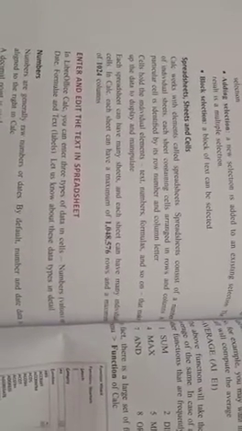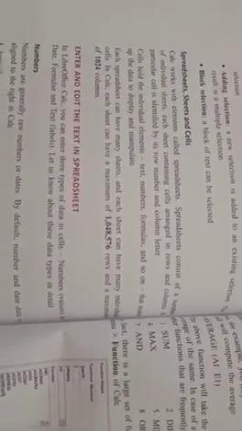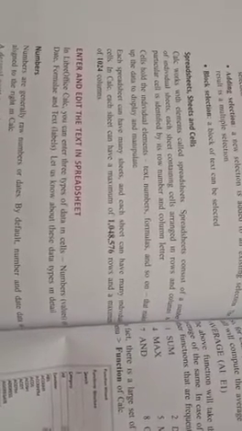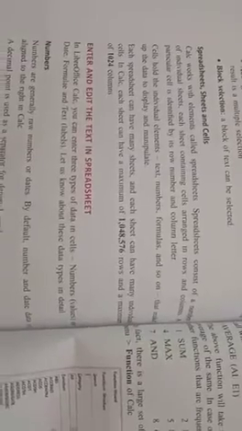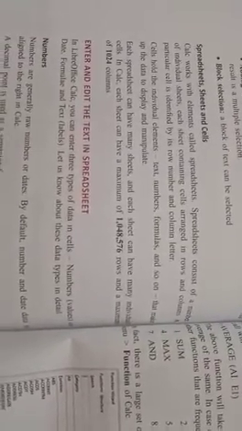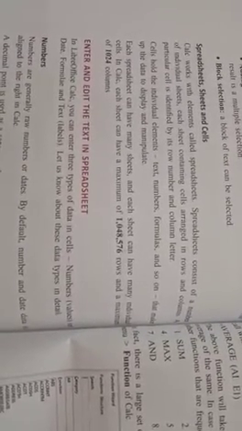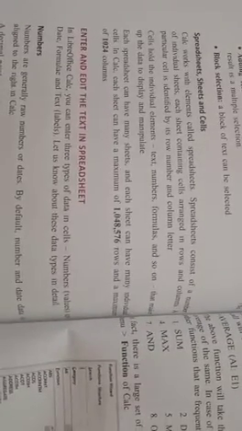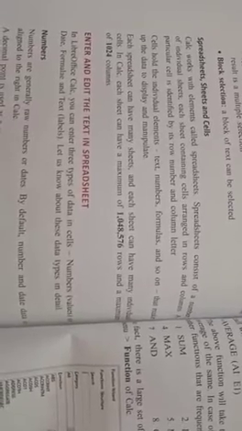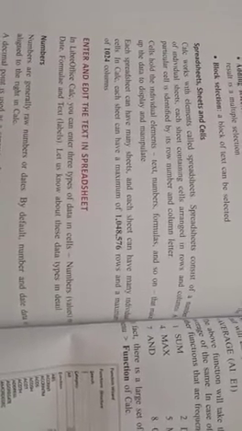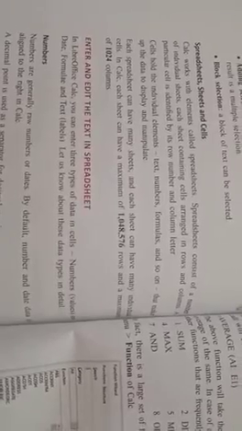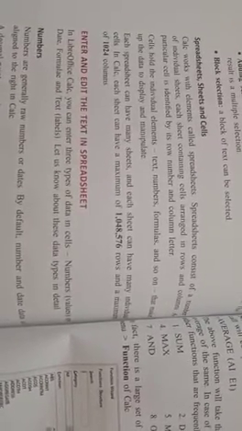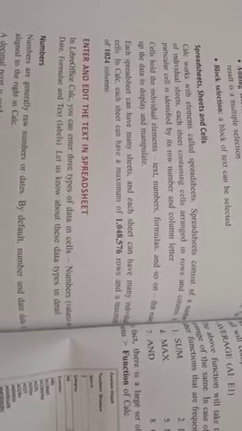Cells hold the individual elements, like text, numbers, formulas, and so on, that make up the data to display and manipulate. Manipulate means changes. Each spreadsheet can have many sheets, and each sheet can have many individual cells. In Calc, each sheet can have a maximum of 1048576 rows and a maximum of 1024 columns.